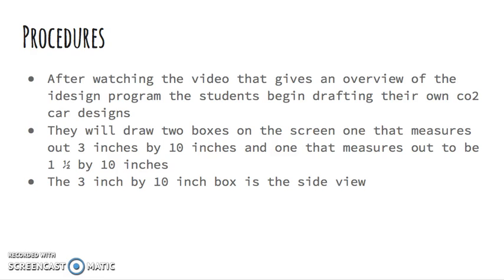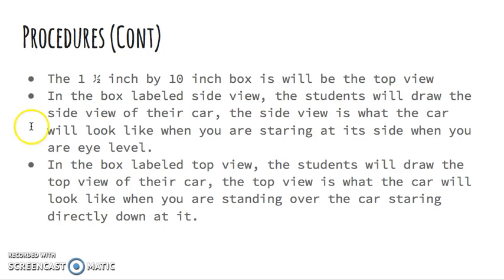Now the procedures for the CO2 cars. We're going to watch the video, and then they're going to have to draw two boxes on their screen. One's going to be 3 inches by 10 inches, and one's going to be 1.5 inches by 10 inches. The 3-inch by 10-inch box is going to be the side view. That's where they're going to draw what the side of their car is going to look like. The 1.5 by 10-inch box will be the top view. That's where they're going to draw the top of their car.